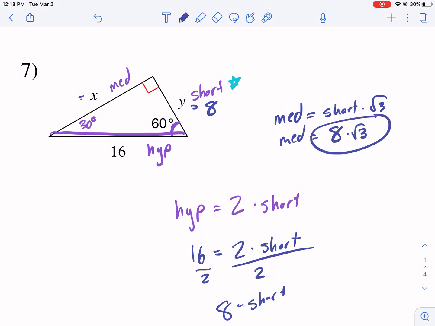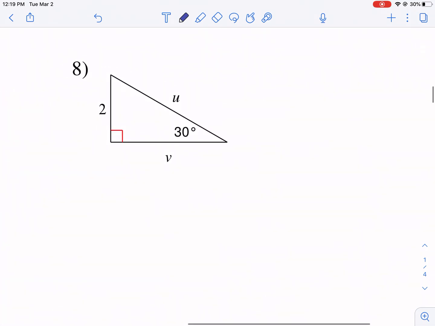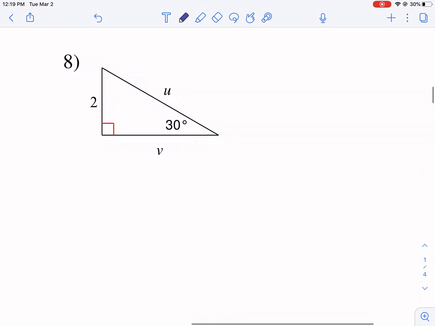8 radical 3 is going to be our medium side. And you just leave it in radical form unless it has a radical in the denominator. Okay, this time, make sure we label our parts here. Here's the hypotenuse because it's opposite the 90 degrees. Here's our short side, and here's our medium side right here.